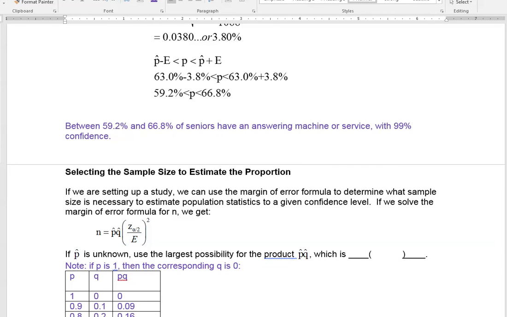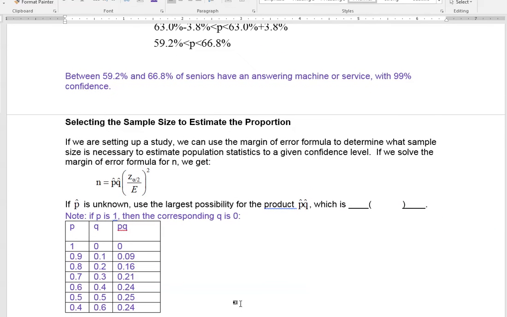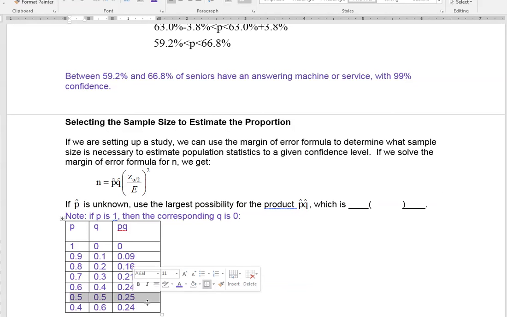If we move a little ways off of that, right, if p is 0.9, then q is going to be 0.1, p times q is 0.09. And as we keep going down this list here, you can see it's slowly getting bigger and bigger, and it gets its biggest when p is 0.5 and q is 0.5. And then it starts to go down again.